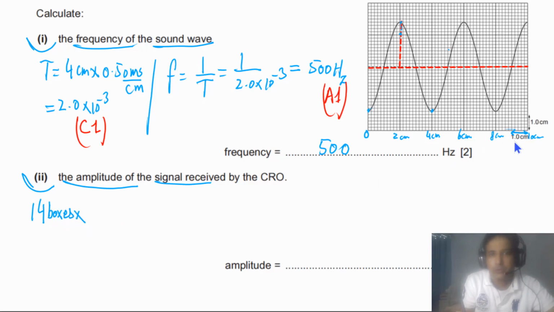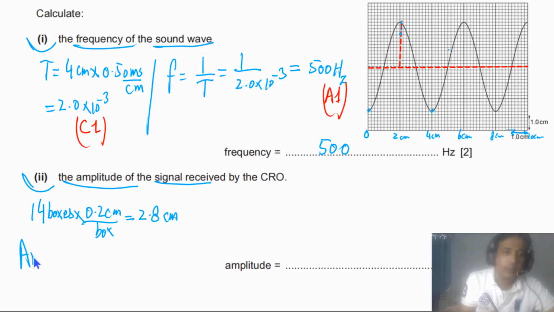Because 1 centimeter is equal to 5 boxes, 1 box is equal to 0.2 centimeters per box. From here, if we multiply, the box unit will be cancelled. So 14 times 2, 28, divided by 10. This is equal to 2.8 centimeters.